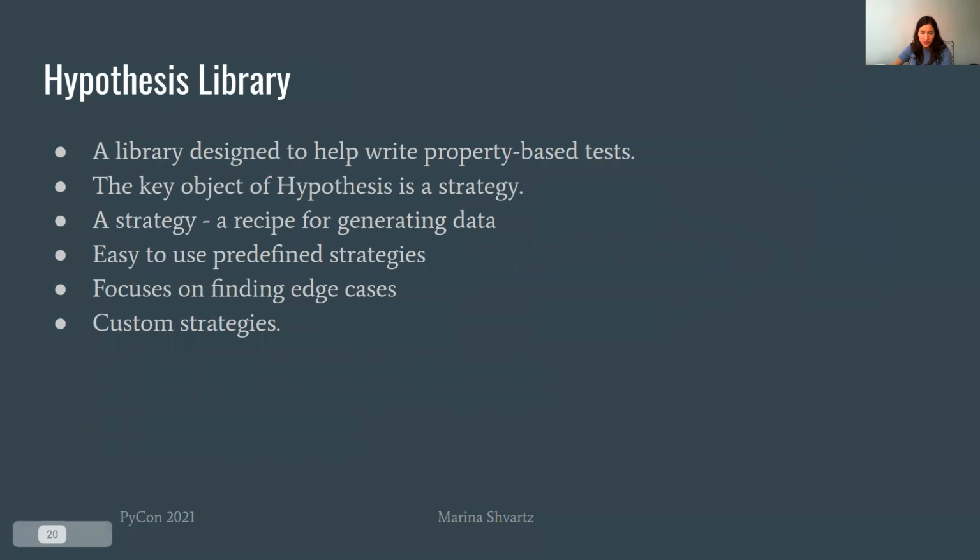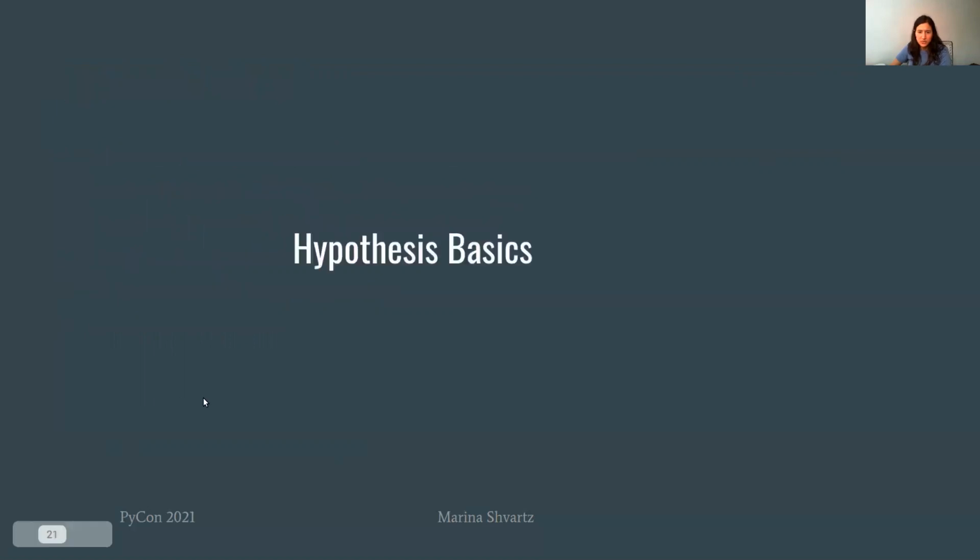So the key object of hypothesis is a strategy, which is basically the API to describe the recipe for generating data. It's really easy to start playing with some simple code testing, and there are many easy to use predefined strategies. The library was written really in a way to do a lot of magic, and it really focuses on finding edge cases. It's also quite easy to write custom strategies. So let's dive into some basics.